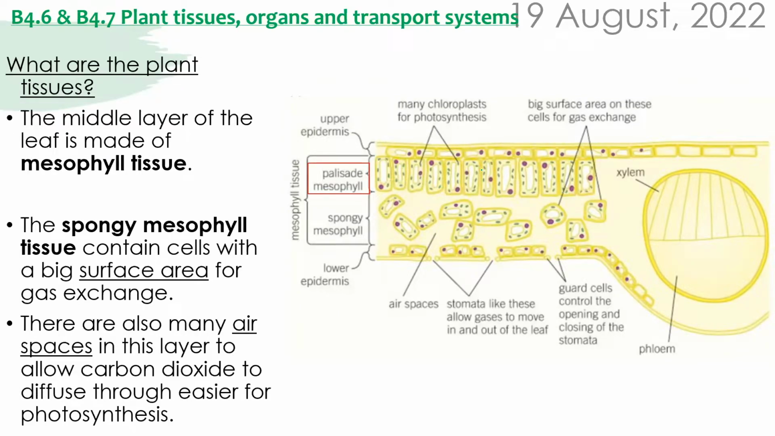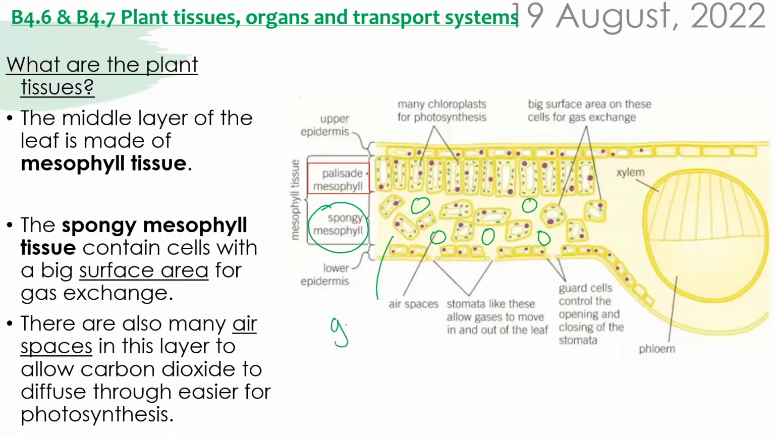So now we're getting to the other middle part of the leaf, the spongy mesophyll. It's called spongy because it has holes, literally like holes in it. These are holes where there's no cells. So it's like a sponge, like you used to wash your car or your dishes with. The spongy mesophyll contains cells with a big surface area for gas exchange.